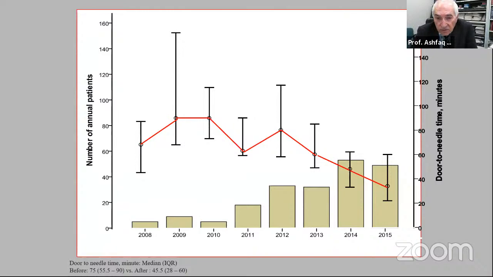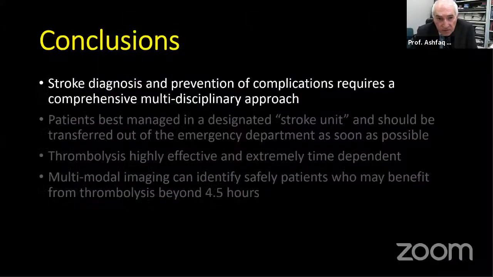What are my conclusions? I have the following conclusions for you. Stroke diagnosis and prevention of complications requires a comprehensive, multidisciplinary approach. This is absolutely essential. If you want to be a stroke program, and I know that in Jeddah, and maybe in Medina, the Saudi German hospitals are designated stroke programs. So these are important. You need to have a comprehensive, multidisciplinary approach.